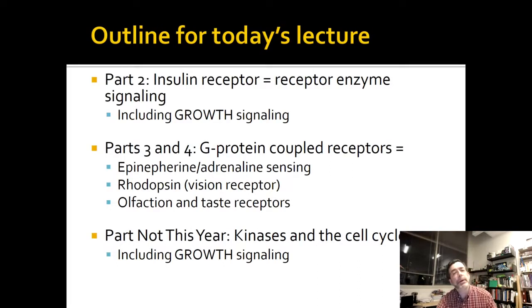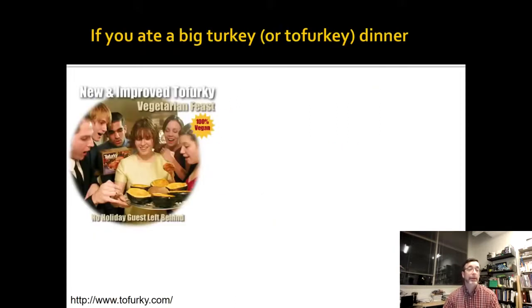So basically we are going to go through part 2, and I am going to give you part 2 early. We're going to talk about insulin receptor and receptor enzyme signaling, and that's going to be growth signaling. And then we're going to talk about G protein coupled receptors. And we're not going to talk about kinases in the cell cycle this year because it's just too much. We have to cover chapter 12 in essentially a day, so we're going to go a little fast, and we're not going to include the exact thing about cancer. You can learn about that, or you can even get a job at the Fred Hutch and then come back and tell me about how it works.